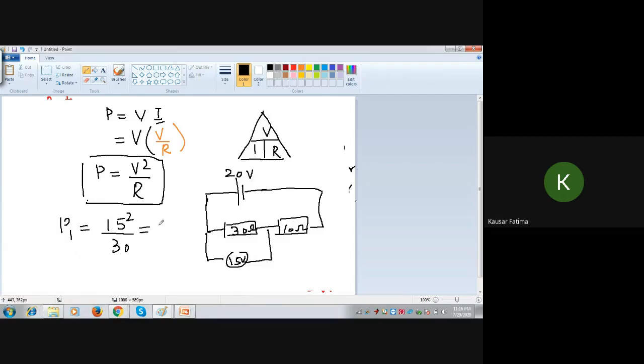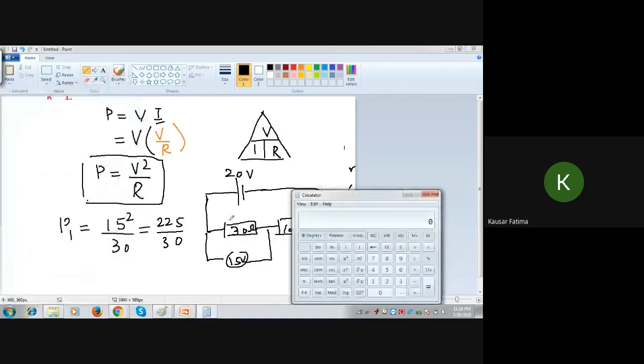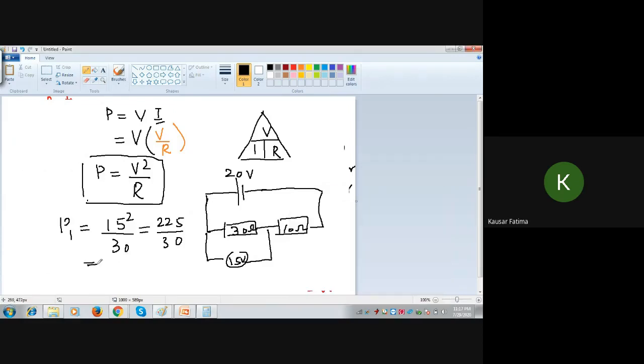Okay, so 15 square is I think 225 divided by 30. So let us check. 15 into 15 is equal to 225 divided by 30 is equal to 7.5 watt.